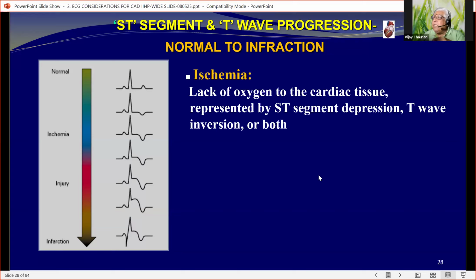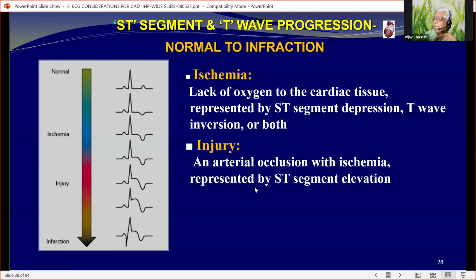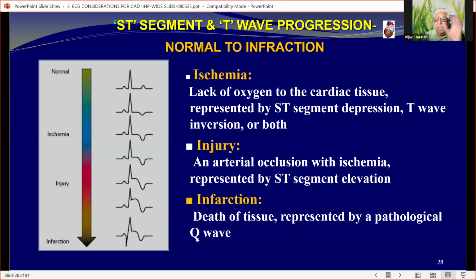And here ischemia is lack of oxygen to cardiac tissue. It is represented by ST segment depression and T wave inversion or both. Okay. Now injury will be depicted by ST segment elevation and death, infarct, will be represented by Q wave.